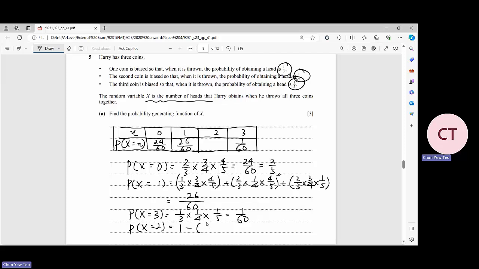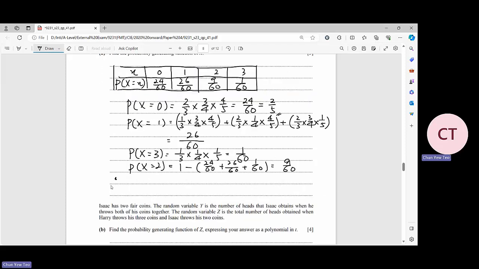So this one will be 24/60 plus 26/60 plus 1/60. You get 9/60. Okay, this one is 9/60. Then therefore your PGF is equal to 24/60 plus 26/60 t to the power 1 plus 9/60 t to the power 2 plus 1/60 t to the power 3. That is your PGF. Done.